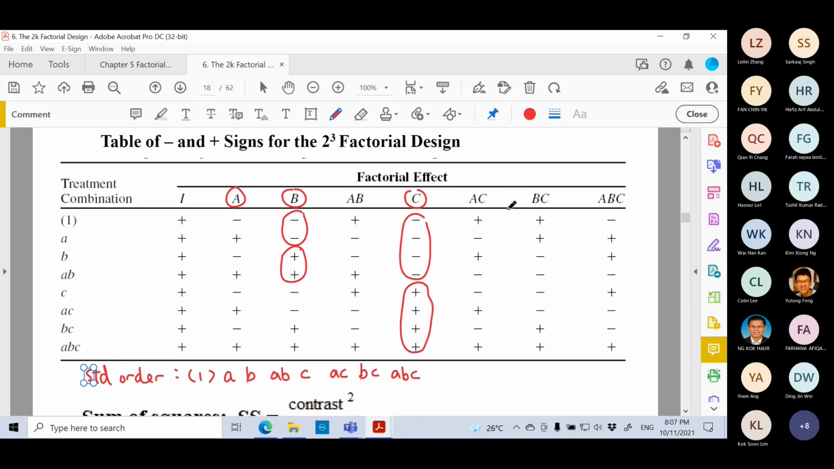So this one will be the AC, BC, and ABC. You just take the product of A times B times C. So minus, minus, minus becomes minus. Okay. So once you get your plus minus signs here, you can get your contrast through the treatment combinations here. So the first one, for factor A, will be minus 1 plus A minus B plus AB and so on. Okay. So you have the plus minus signs here.